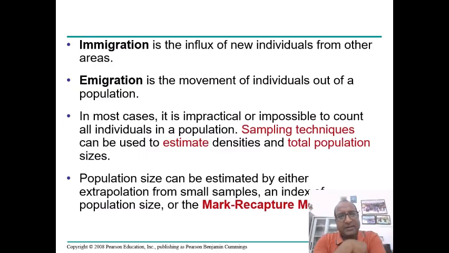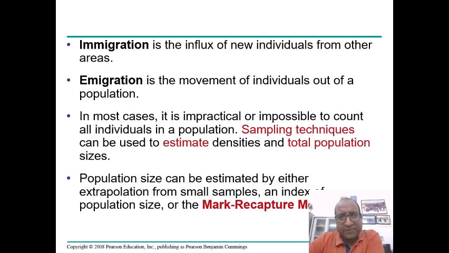First is immigration. It is the influx of new individuals from other areas. So in immigration, animals come from one place to another place and then increase the population or density in that area.